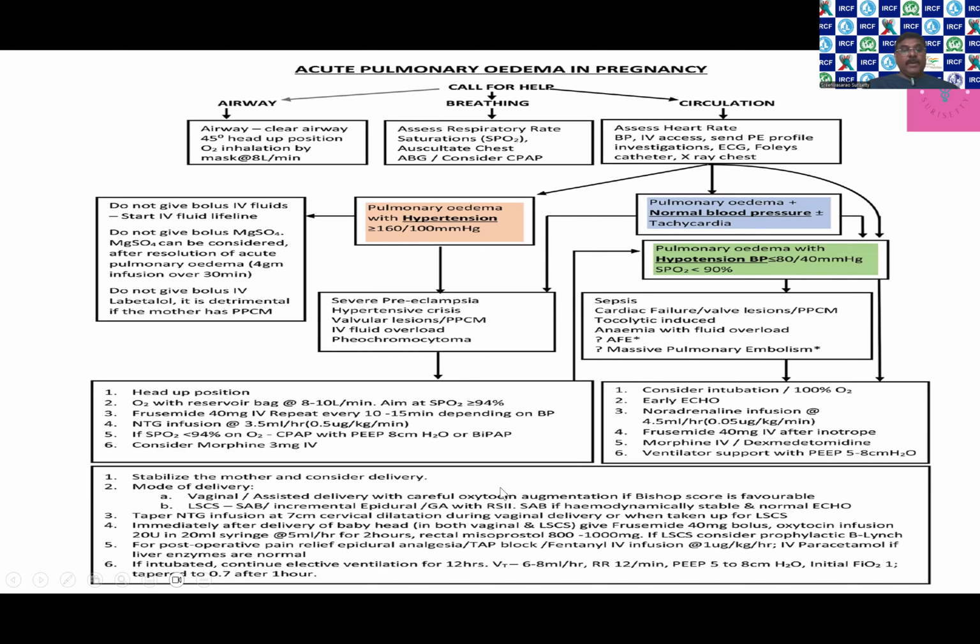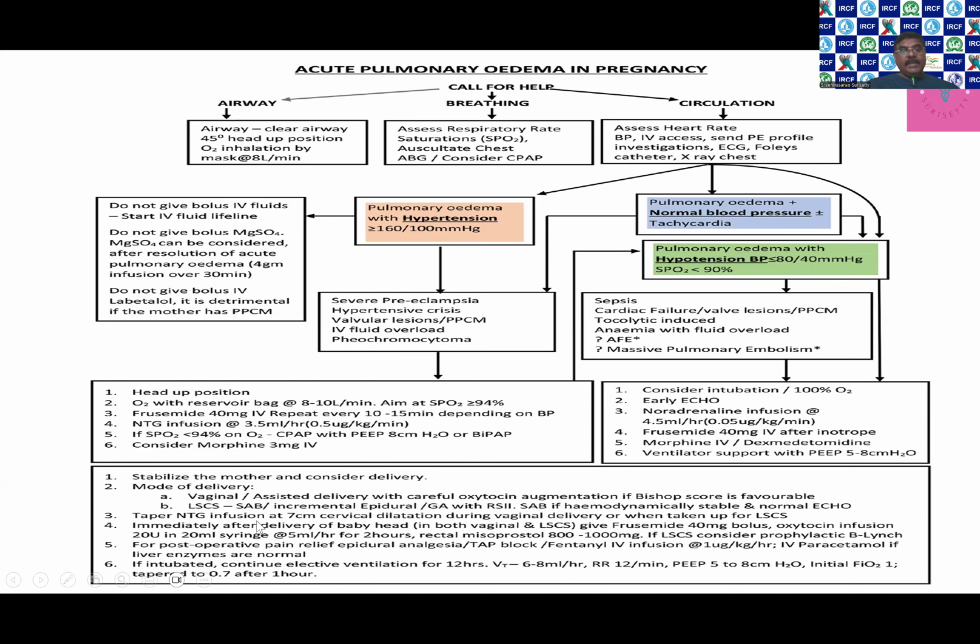So in these two conditions, stabilize the mother and then consider delivery. The mode of delivery may be vaginal or LSCS. Vaginal delivery, assisted vaginal delivery with careful oxytocin augmentation, if the Bishop score is favorable. If it is not favorable, go for LSCS with the help of subarachnoid block, incremental epidural, or GA with rapid sequence induction and intubation. Subarachnoid block only if the patient is hemodynamically stable or has a normal echo. Otherwise, go for incremental epidural or GA with rapid sequence induction and intubation.